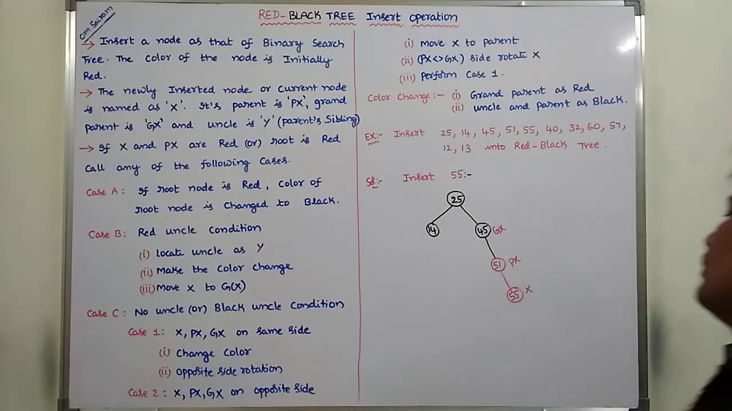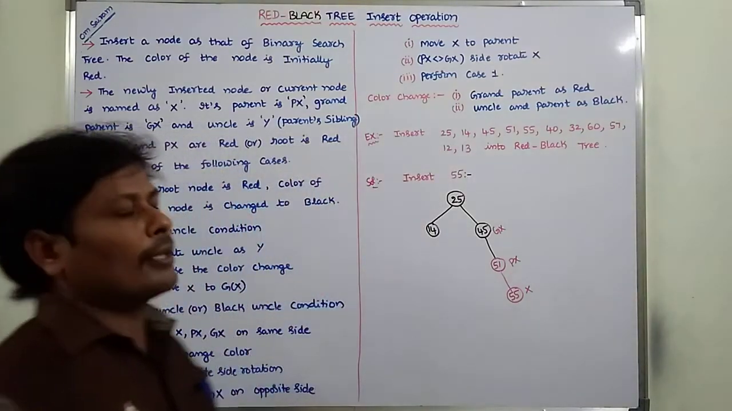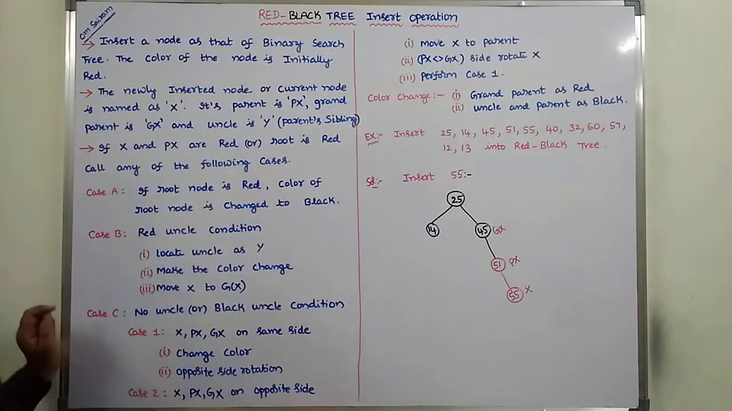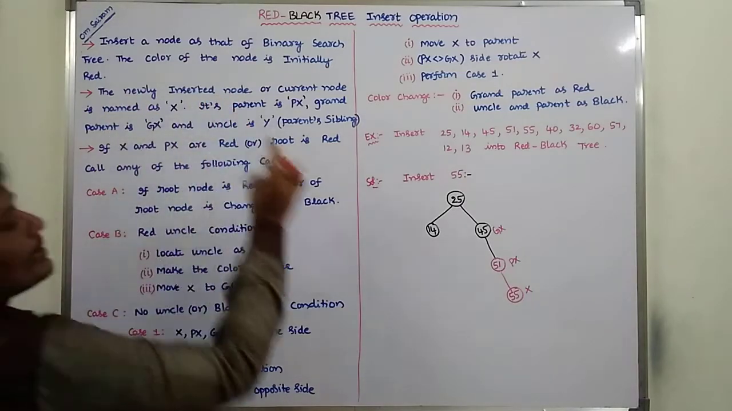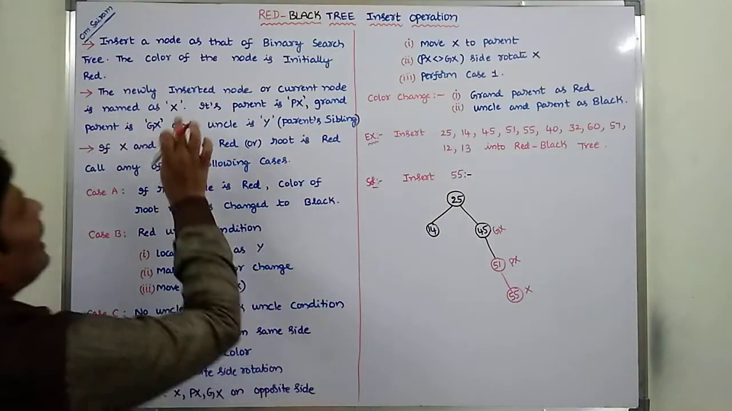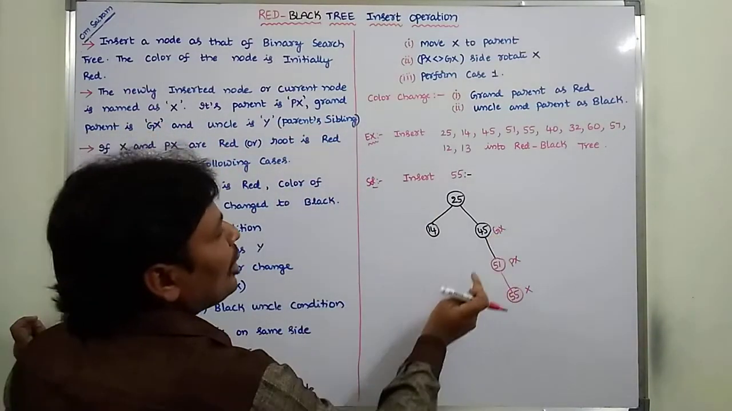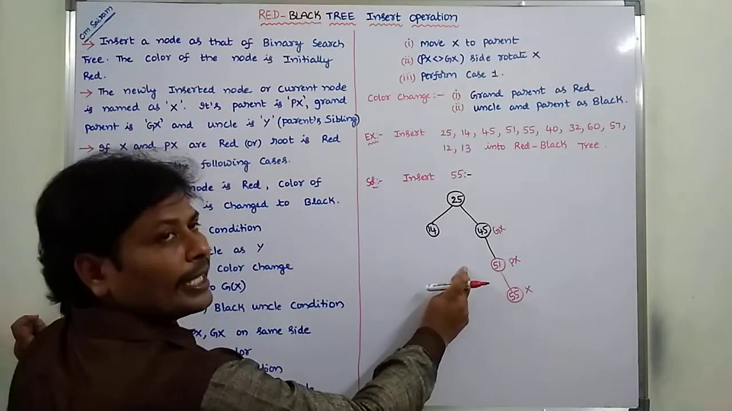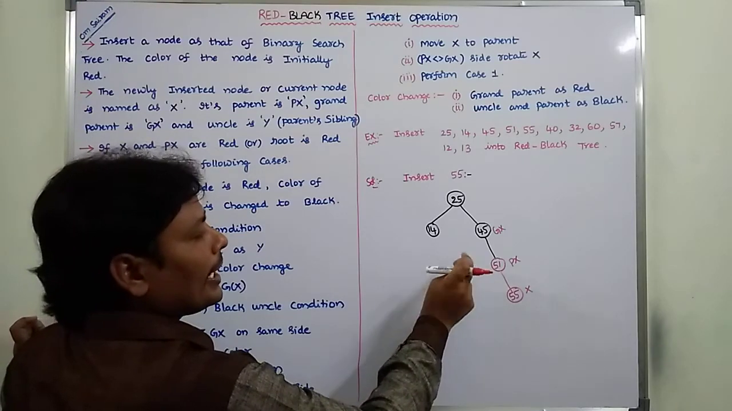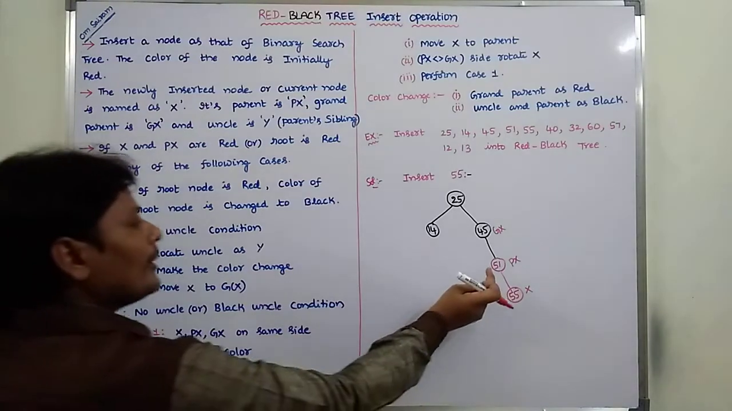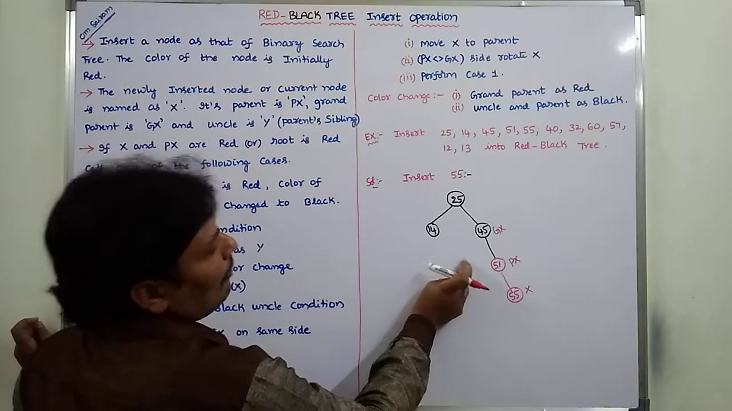Now is this a red black tree or not? So here X and PX are red. Before that, the newly inserted node is X and its parent is PX and its grandparent is GX. Grandparent's sibling, that is the uncle, is not there. Or PX sibling is not there.